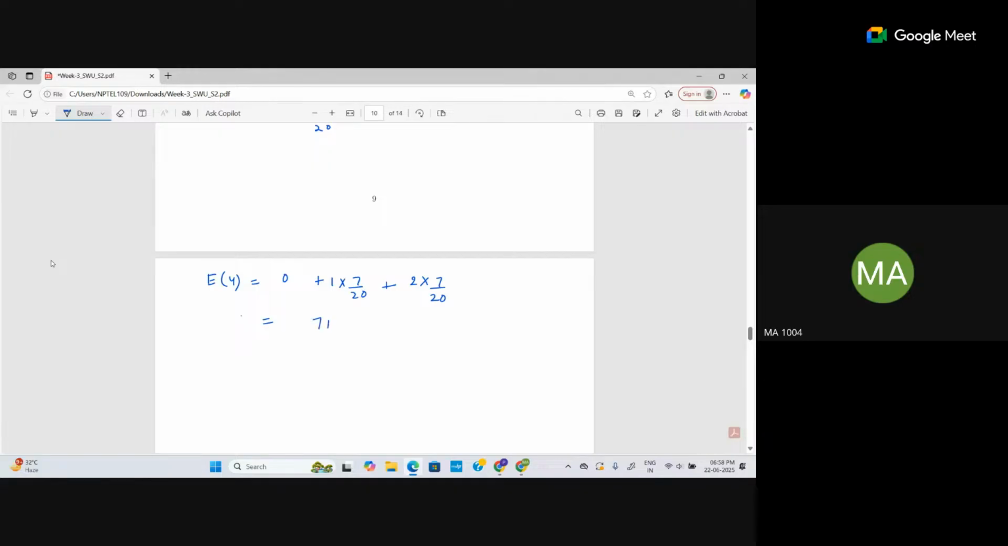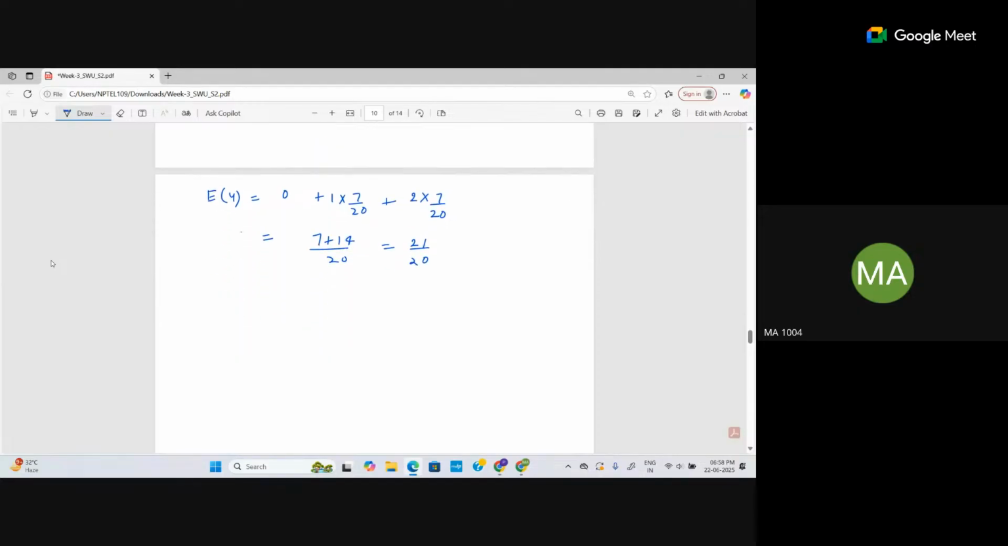So this is 7 plus 14 by 20, which is 21 by 20. Now the main thing is to calculate the expectation of XY. Okay, so now how do we calculate it? We have to take XY into the corresponding probability of XY. So this is nothing but the summation of xy times the probability of X taking value small x and Y taking value small y.